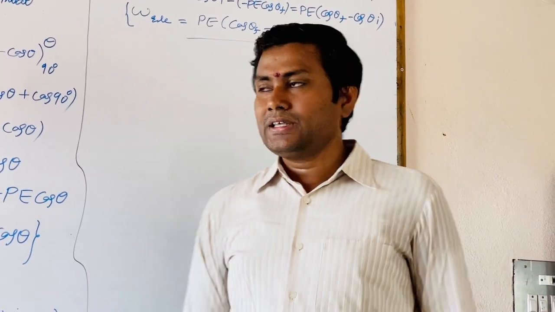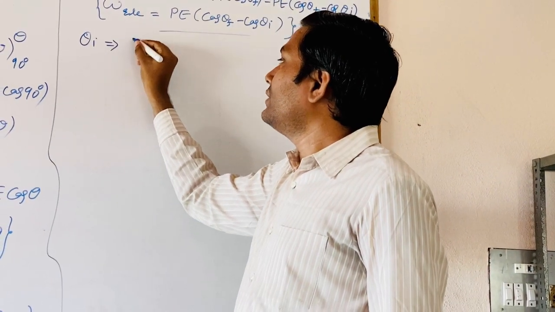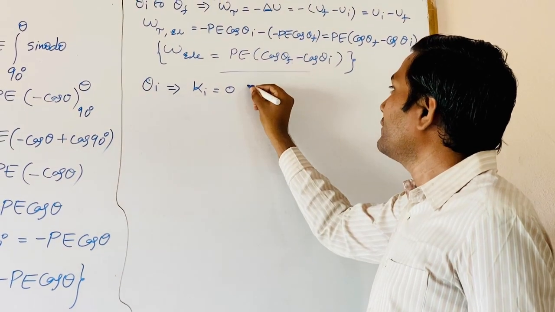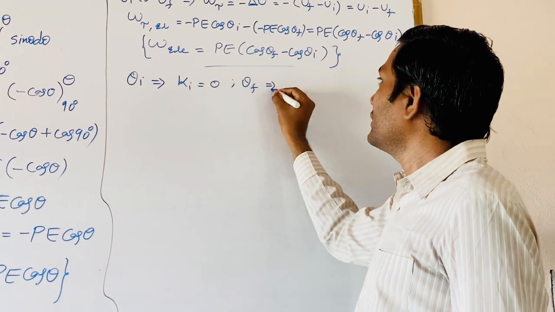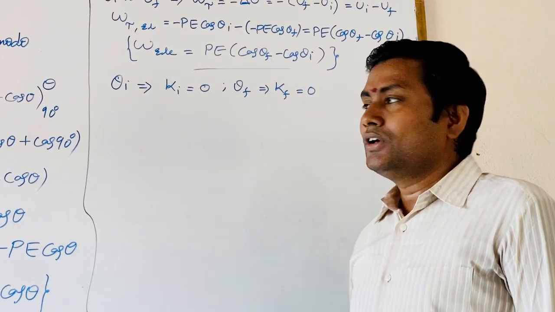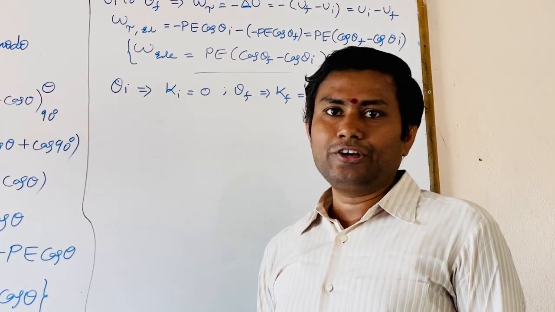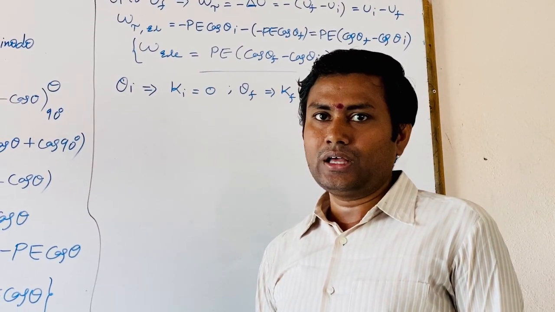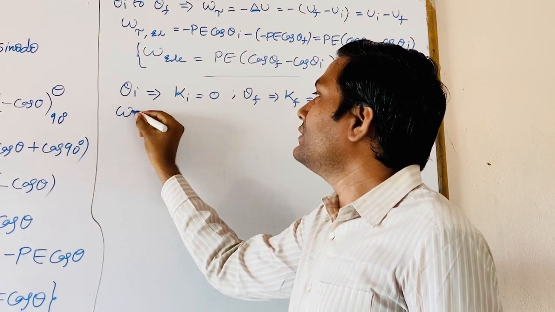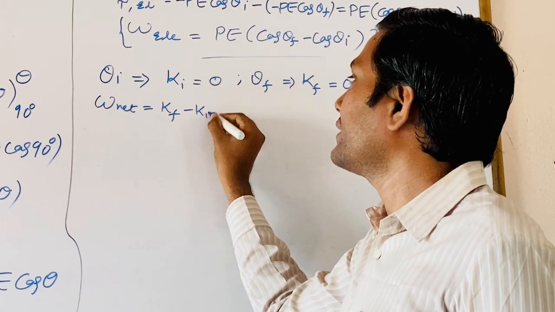That's why, what is the initial kinetic energy? At theta I, what is the initial kinetic energy of the dipole? Zero. At theta f, what is the final kinetic energy of the dipole? Zero. Now we can use the work-kinetic energy theorem to calculate the work done by the applied torque. What does the work-kinetic energy theorem say? Net work done is equal to the change in kinetic energy.